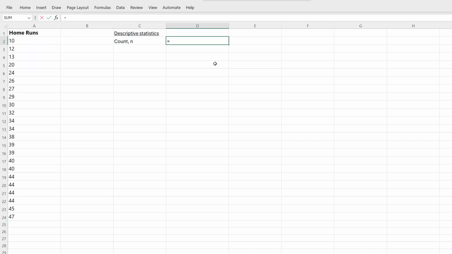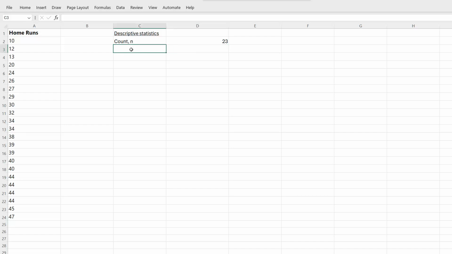Equals count, open parentheses, click and drag them all, close the parentheses and hit enter. There's 23 numbers over there. In a formula, now I don't use a lot of formulas. American students, a lot of them don't like formulas. They freak out. But in the formulas, it's N for number of pieces of data.